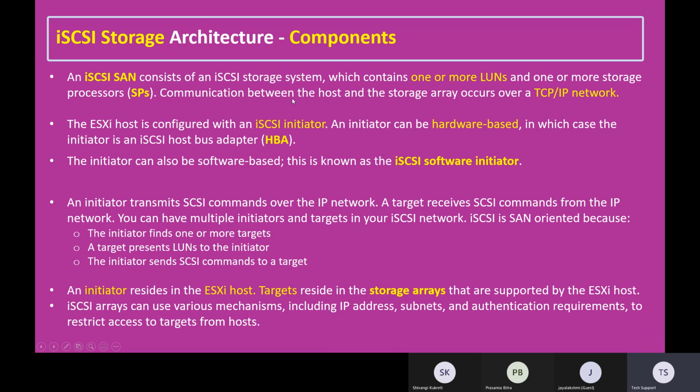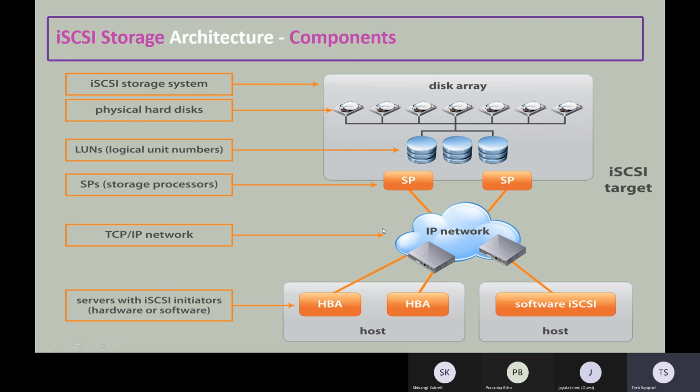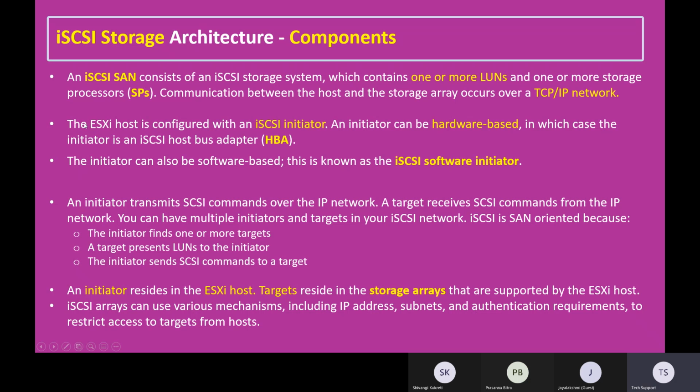And the communication between the host, our ESXi host, and the storage array occurs over the TCP/IP network. TCP/IP network means it's an IP network through our physical switches. And second point, the ESXi host is configured with an iSCSI initiator. This initiator can be hardware based. The adapter we call as the iSCSI host bus adapter.